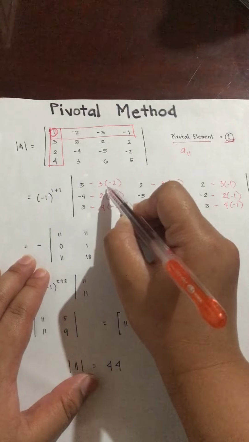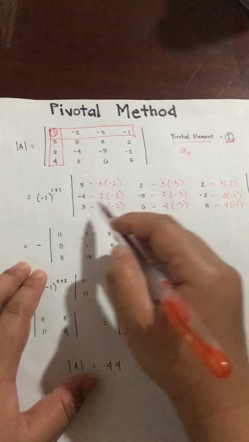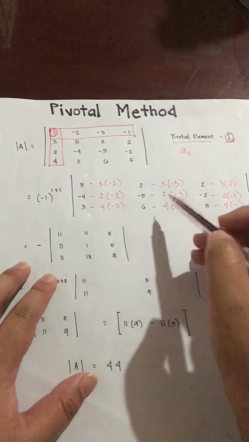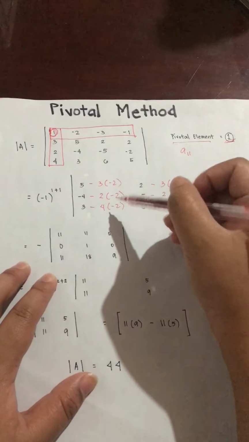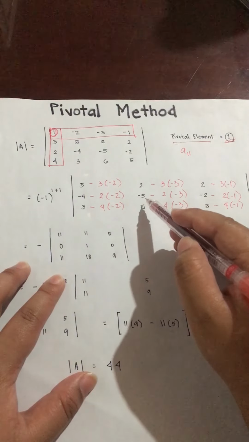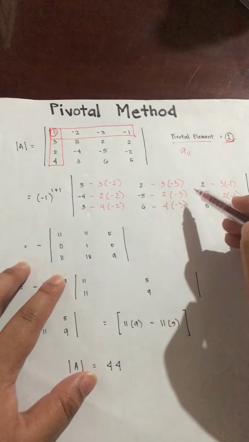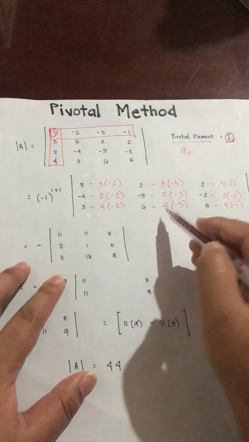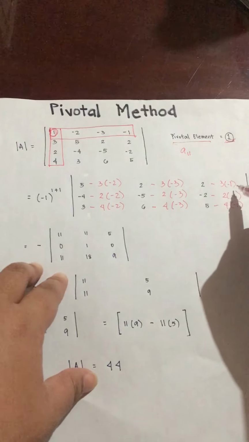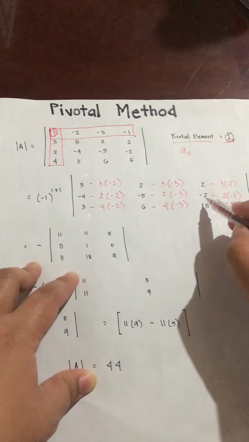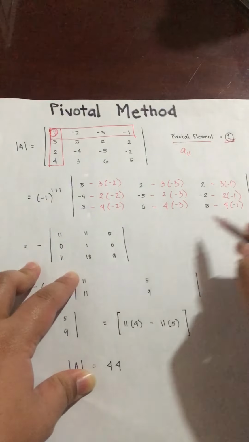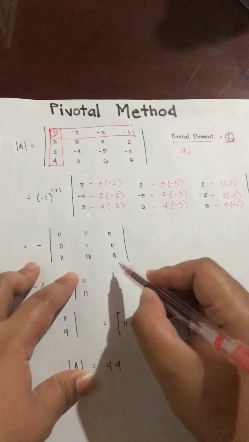So, 5 minus 3 times negative 2 is equals to 11. Negative 4 minus 2 times negative 2 is equals to 0. 3 minus 4 times negative 2 is equals to 11. 2 minus 3 times negative 3 is equals to 11. Negative 5 minus 2 times negative 3 is equals to 1. 6 minus 4 times negative 3 is equals to 18. 2 minus 3 times negative 1 is equals to 5. Negative 2 minus 2 times negative 1 is equals to 0. Then, 5 minus 4 times negative 1 is equals to 9.